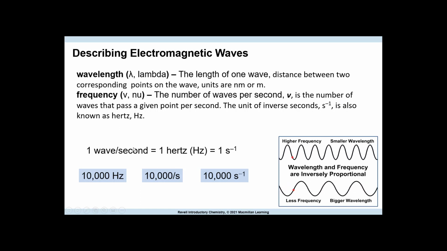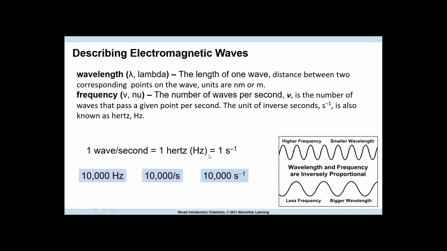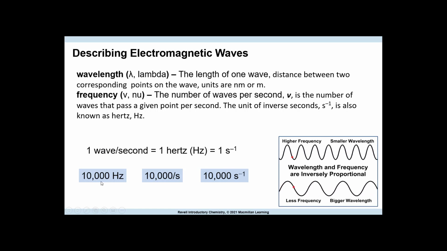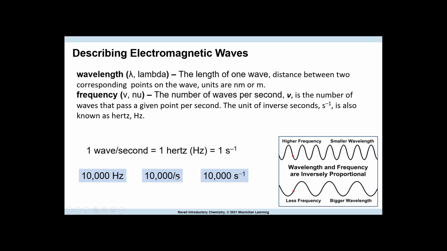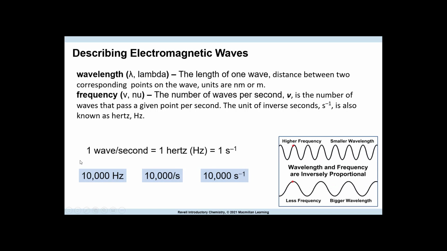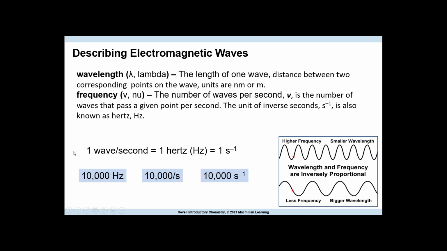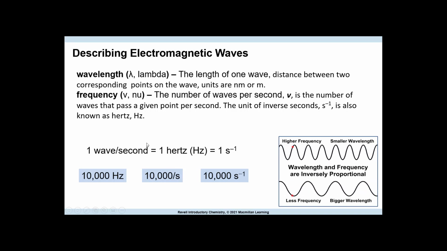So this means 1 wave per second equals 1 hertz. So when you hear hertz, it actually means this, or 1 over S. If I tell you I have 10,000 hertz, you should immediately know that those units actually mean 1 over S, or inverse of S. So they all mean the same thing. They all mean the same exact units.